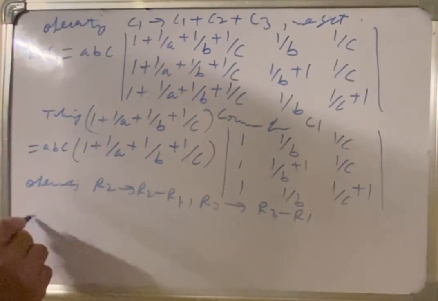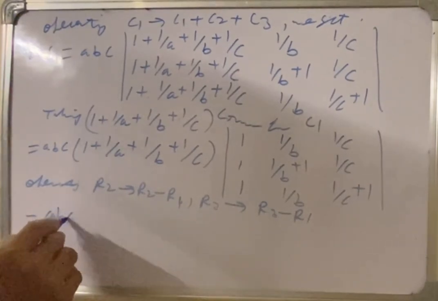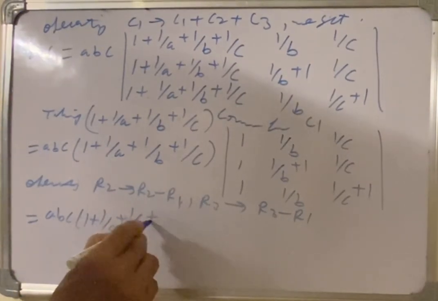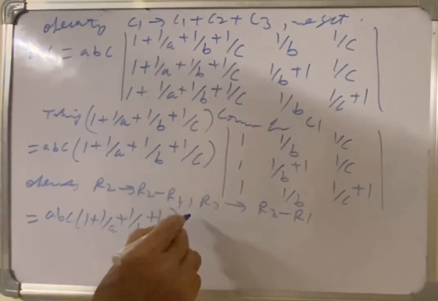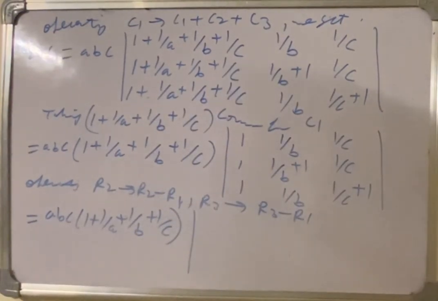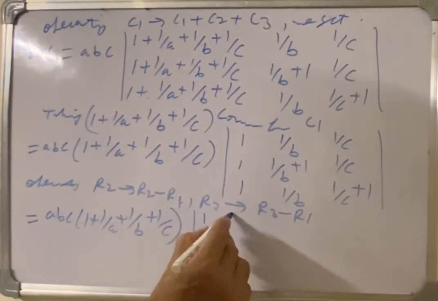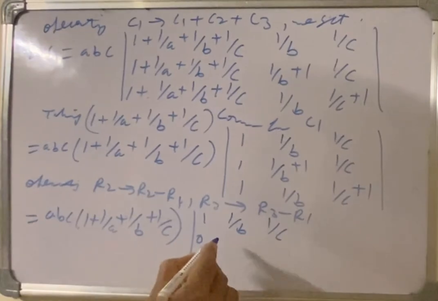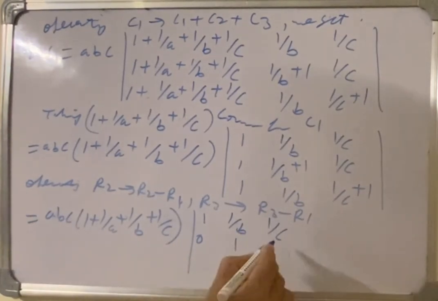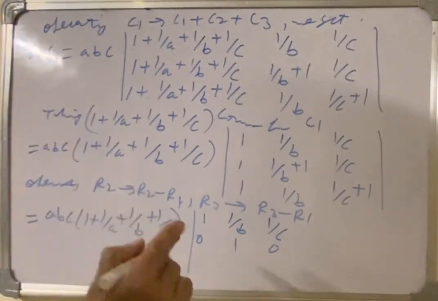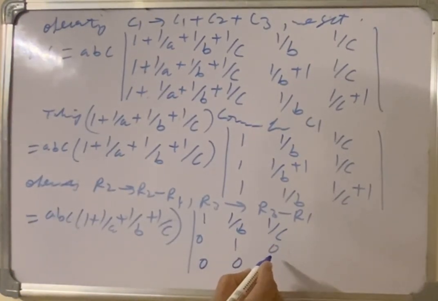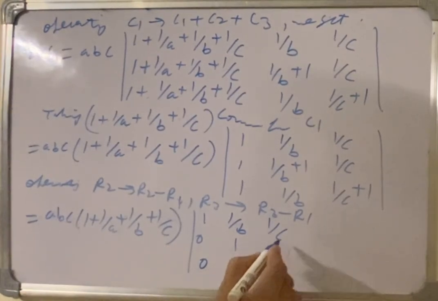So we have, is equal to ABC into 1 plus 1 over A plus 1 over B plus 1 over C into determinant. First row is 1, 1 over B, 1 over C. Second is 0, 1, 0. Third is 0, 0, 1.